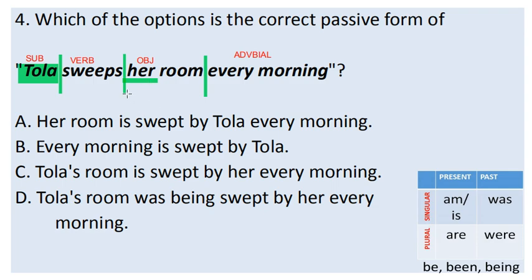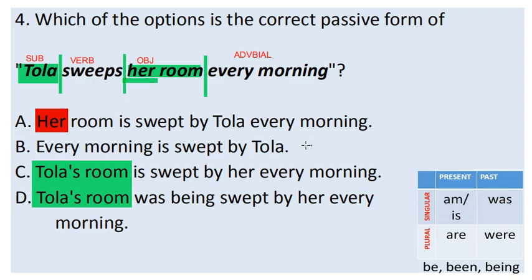Now, let's answer it. We begin with the object as usual. The object is her room. But we cannot start with her room because this is the first time we'll be mentioning the girl as far as this sentence is concerned. So we cannot begin with her. We must use a real name. So our answer begins with Tola's room. With this, we can see that option A is wrong. Option B too is wrong.